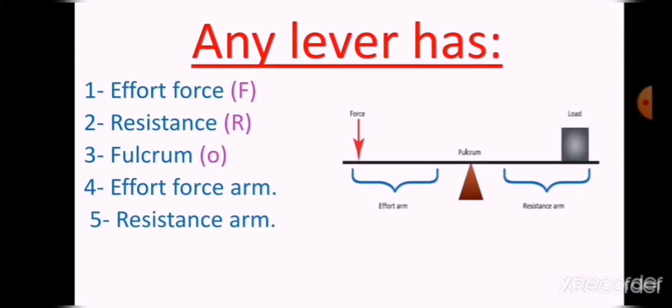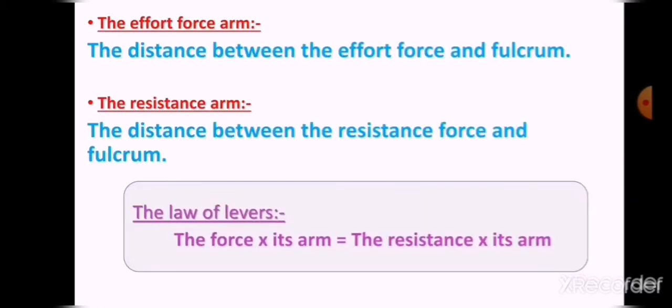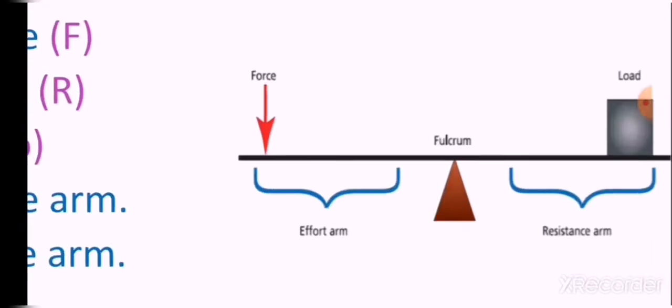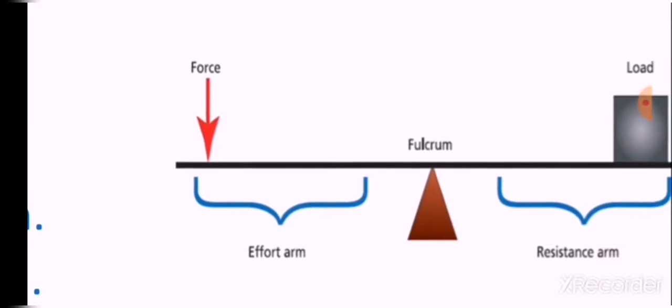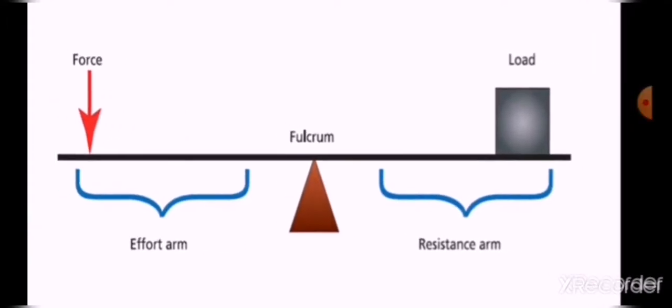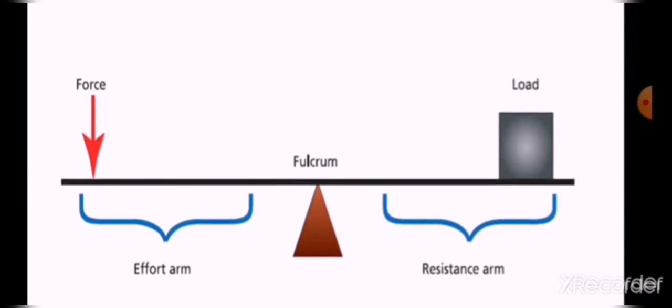So any lever has effort force, resistance force, fulcrum, and effort arm and resistance arm. What is the meaning of effort arm or resistance arm? The effort force arm is the distance between the effort force and the fulcrum, like this. So the effort arm is the distance between what? Between the effort force and the fulcrum. But the resistance arm means what? It's the distance between the resistance force and the fulcrum.